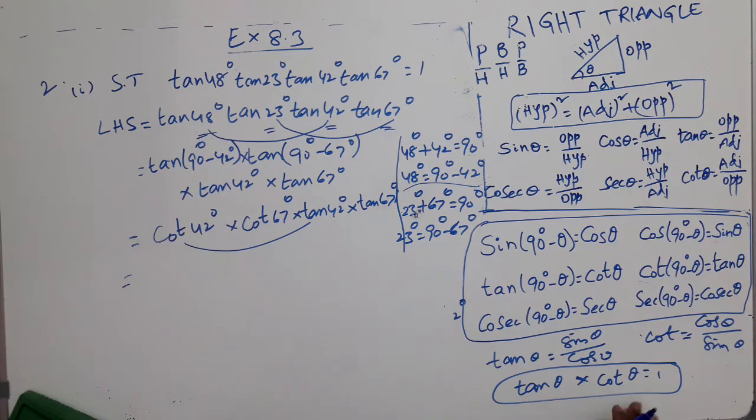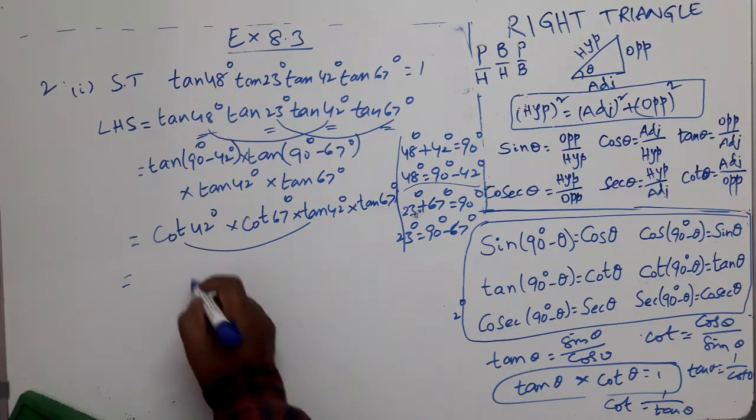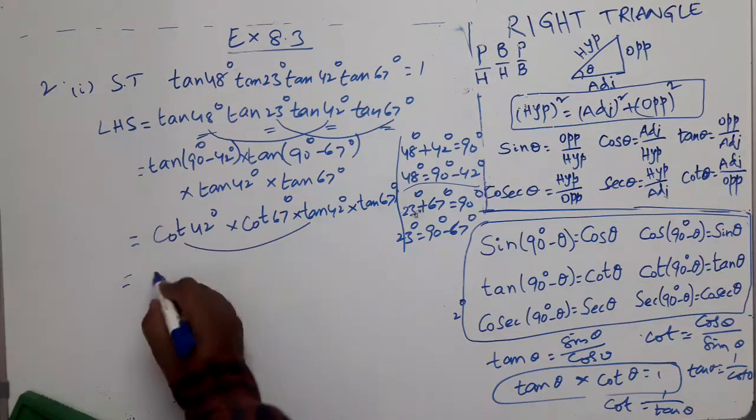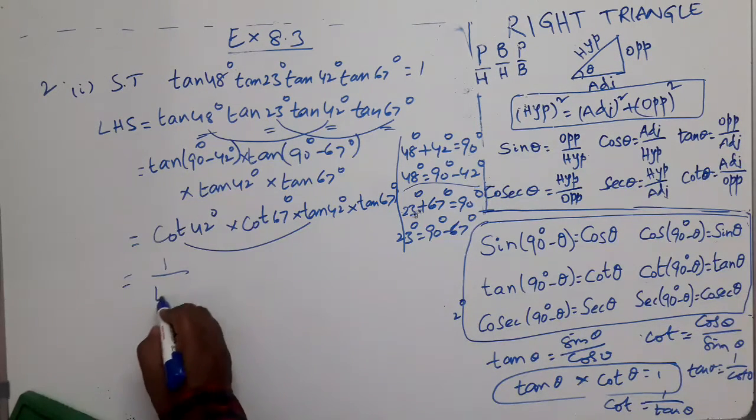So to put it in some other way, cot theta can be replaced by 1 by tan theta, right? In the same way, tan theta can be written as 1 by cot theta. Is it not? Tan and cot are reciprocal of each other. So tell me now, cot 42 degrees, can I write this as 1 by tan 42 degrees?